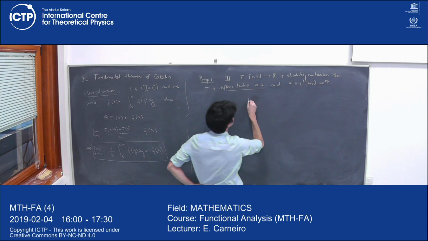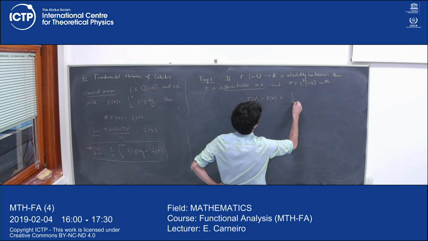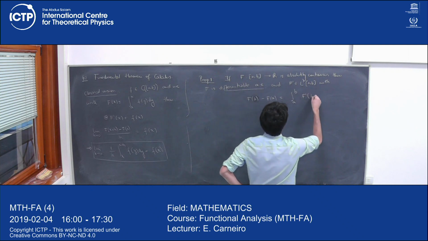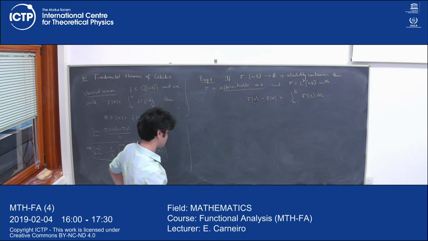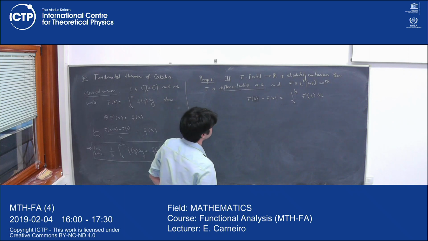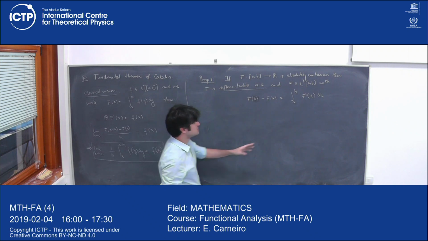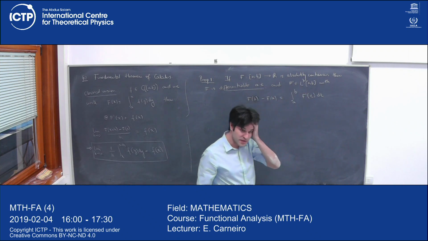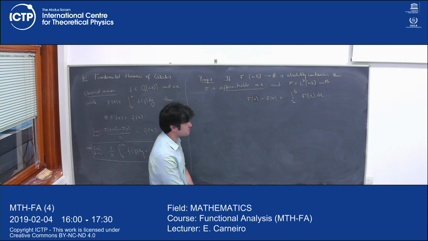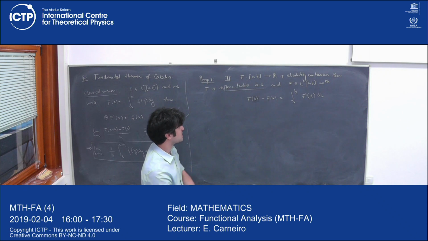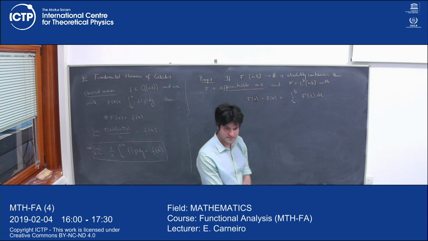with f of b minus f of a equal to the integral from a to b of f prime. Okay? So if the function is absolutely continuous, then it is differentiable almost everywhere. And this derivative is an integrable function in my interval, and the fundamental theorem of calculus holds. So in other words, I can recover my function f as the integral of the derivative.